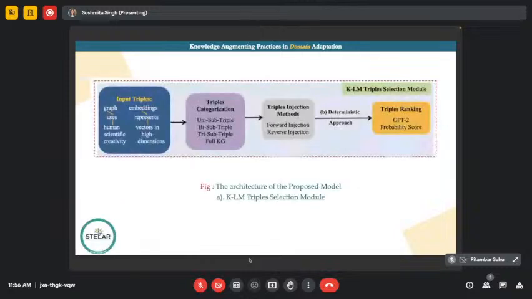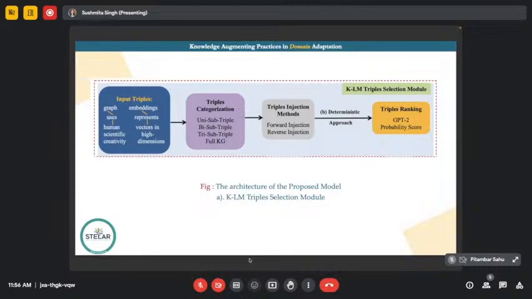So here I present an architecture which is developed by me in order to inject the knowledge. I will present this architecture in two separate sections. We call it KLM, which stands for Knowledge Augmenting Knowledge Language Model. And starting from left to right, if you see, there are 4 blocks.